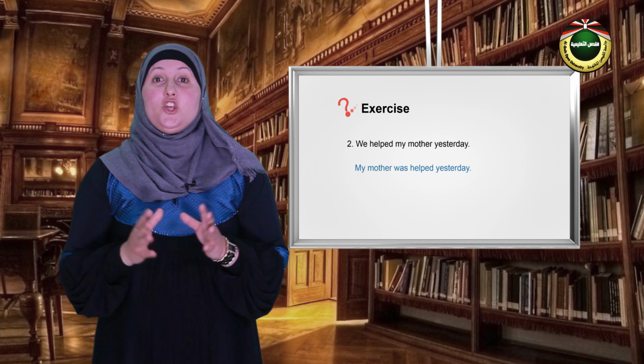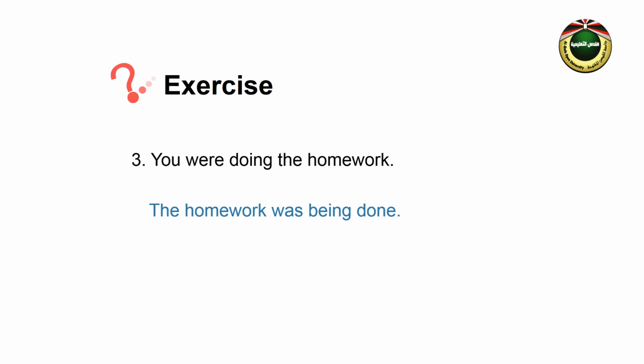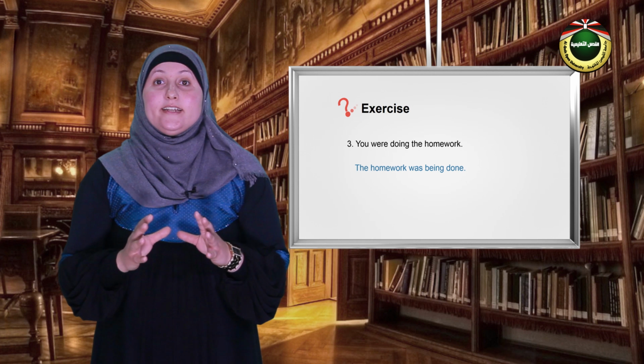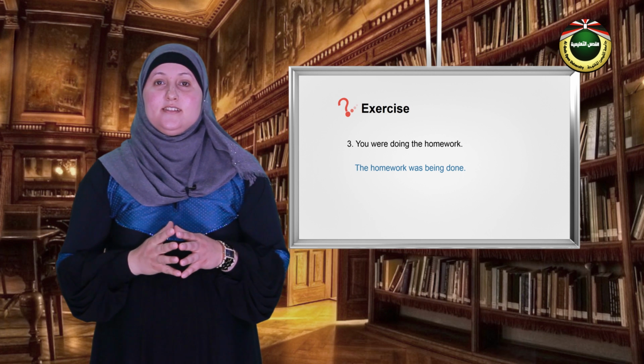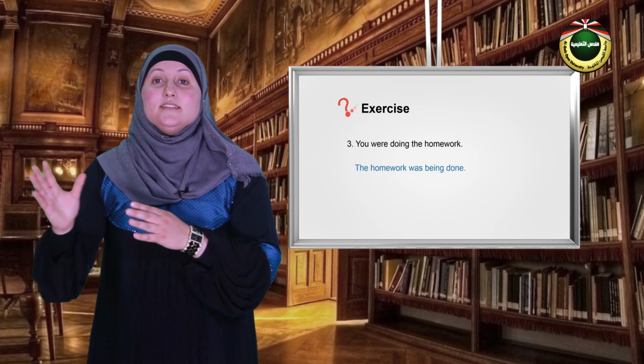Another sentence. You were doing the homework. Great. The homework was being done. Why? The subject here is the pronoun you. We need to drop it first. Then we put the object, which is the homework, at the beginning of the sentence. And then add the helping verbs was, being, because you have a past continuous tense. And the object here is singular. So, the passive sentence is the homework was being done.